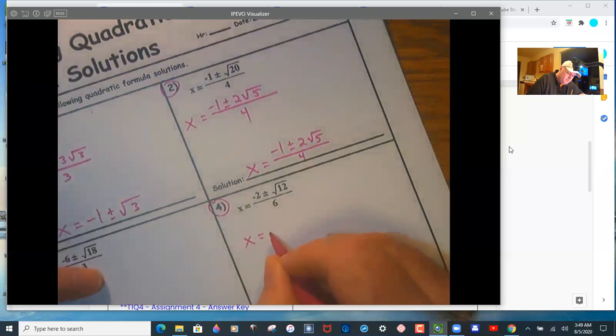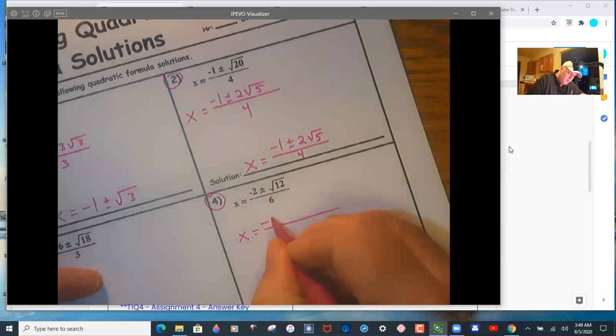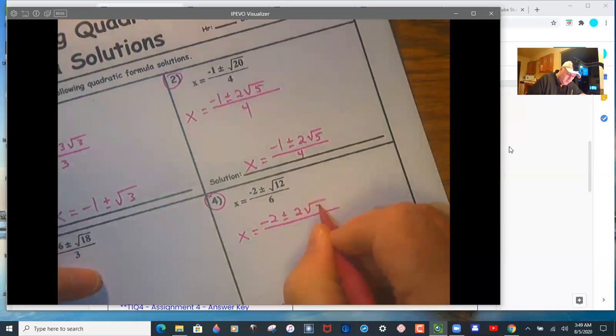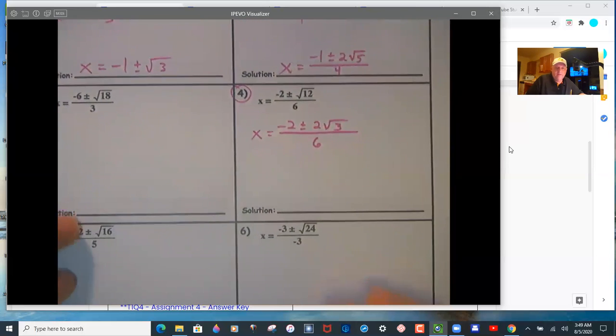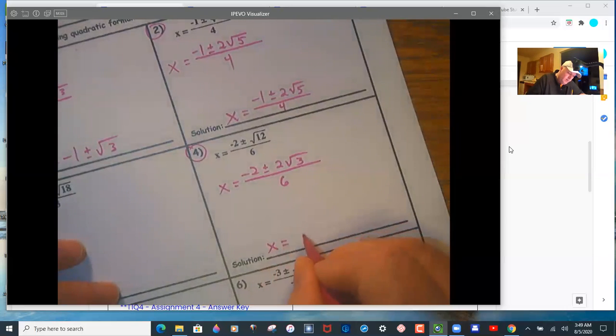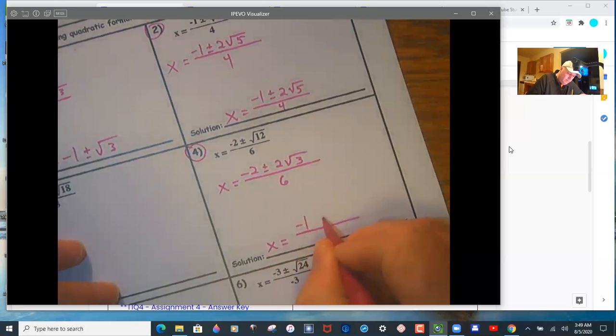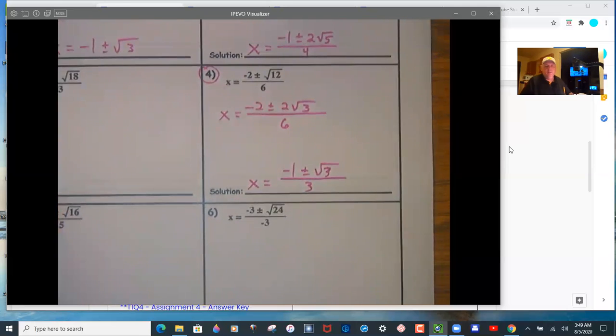Number 4, square root of 12, that reduces as 2 times the square root of 3. So now we're at the point 2, 2, and 6. We need to look at something that divides into all 3 of those, and that is a 2, the largest number that would go into all 3. So -1 plus and minus the square root of 3 over 3. Over 2. Nope, that's right, 3. So I'm sorry, 2 goes into all of those, so making a 3 on the bottom.